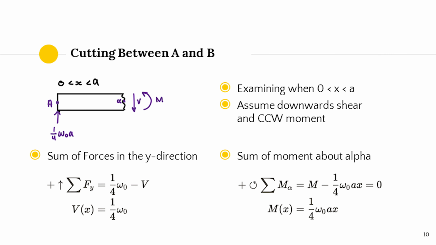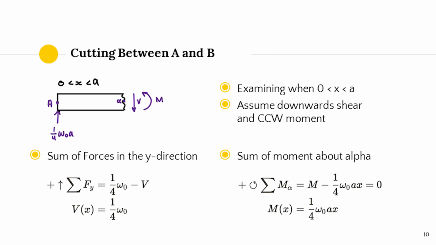We first cut the beam between points A and B to find the shear force and bending moment. This section finds the functions for when x is greater than 0 and less than A. By using the free body diagram of this section, we assume that the exposed internal shear force V is downwards. Then we write the summation of forces in the y direction and isolate for V. By doing so, we find that Vx equals 1/4 omega naught A.